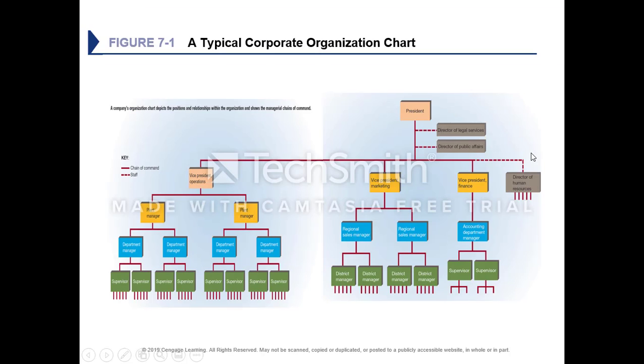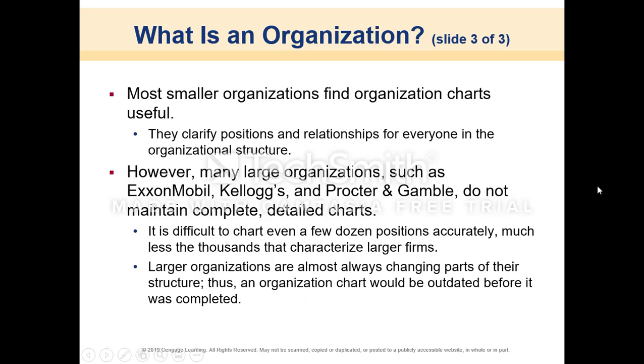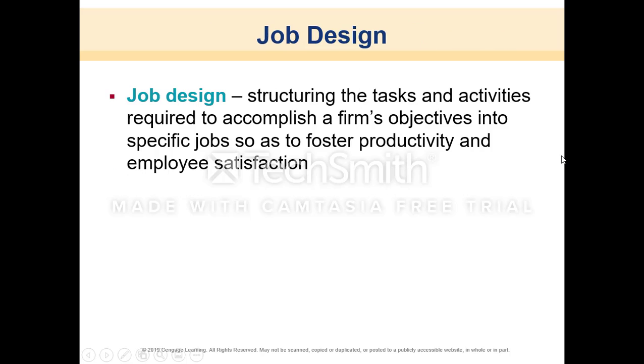Here is a visual showing what a typical corporate organizational chart should look like. In the beginning, management must decide how to organize the firm. These decisions focus on job design, departmentalization, delegation, span of management, and chain of command. So first we'll talk about job design.